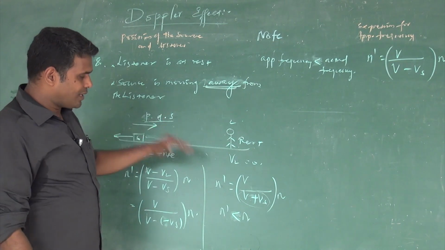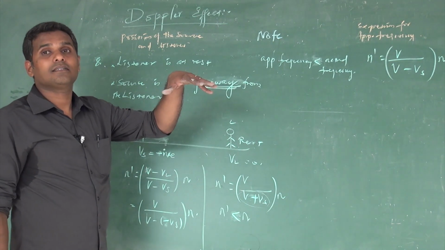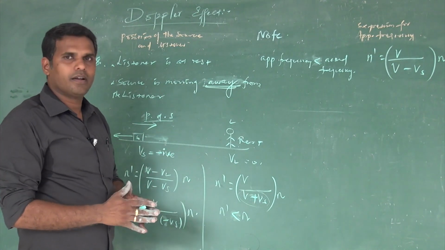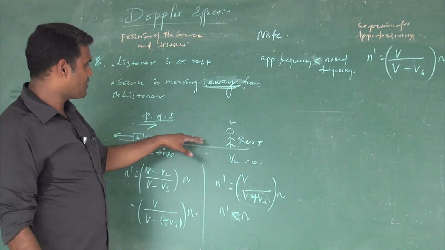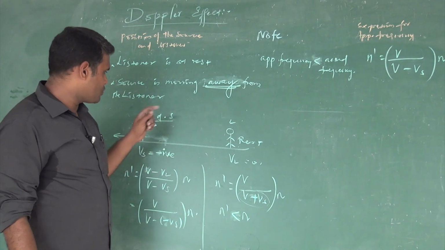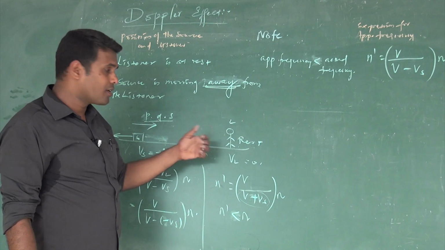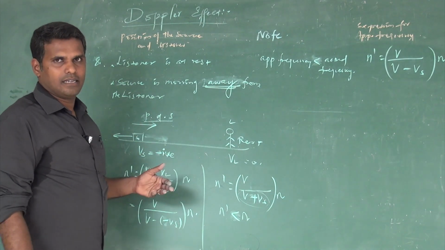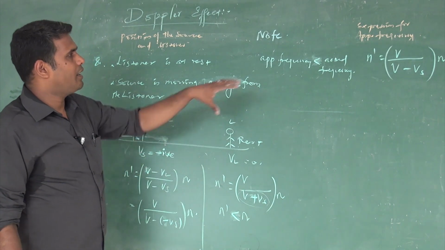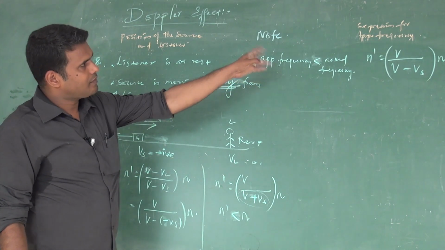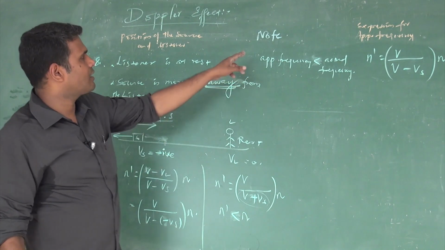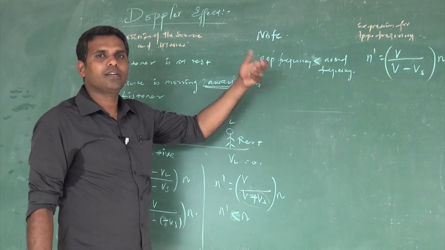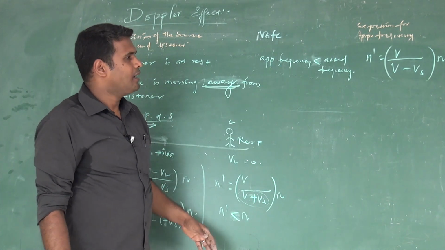So whether the apparent frequency increases or decreases with respect to the actual frequency depends upon the respective cases, whether the source is moving towards the observer or the observer is moving towards the source, etc. We saw all the 8 different cases. We can go through them one by one, and you can have the expressions for apparent frequency, and you can conclude what will be the apparent frequency when compared to actual frequency.